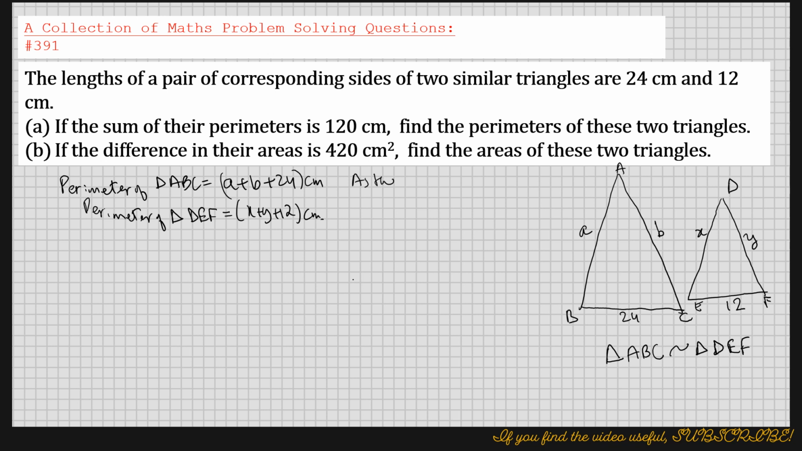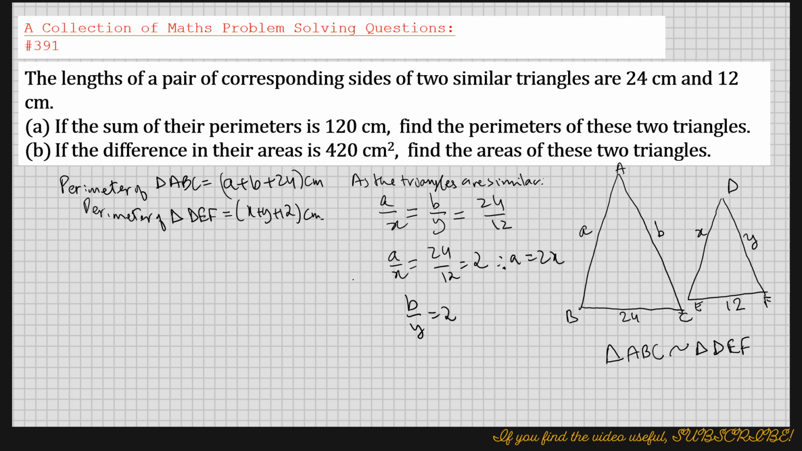as the triangles are similar, we can write that a out of x equals b out of y equals 24 out of 12. So a out of x is 24 out of 12, that's 2, and b out of y is also 2. So therefore a is 2x and b is twice of y.